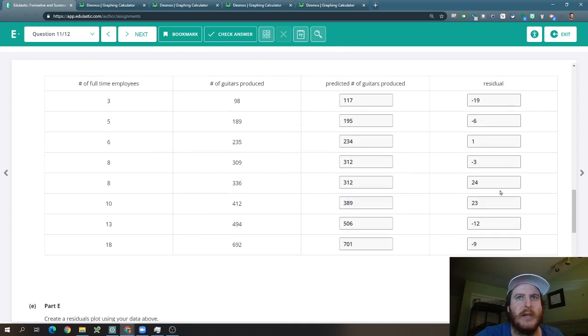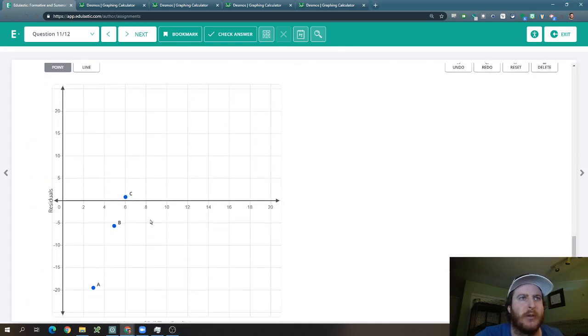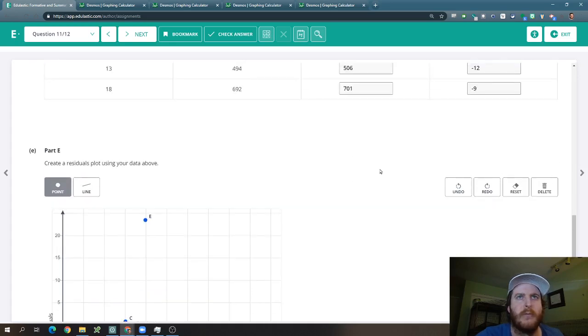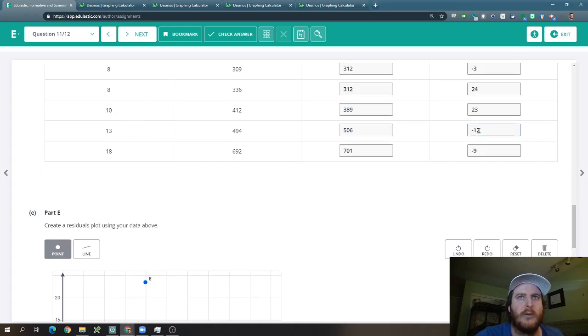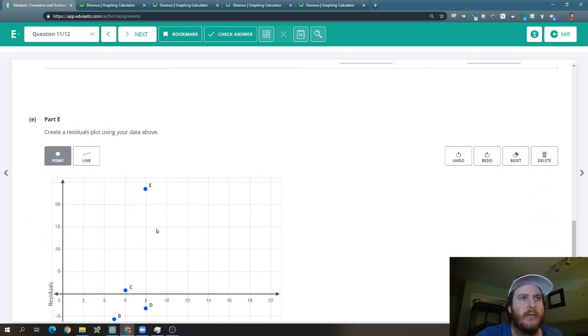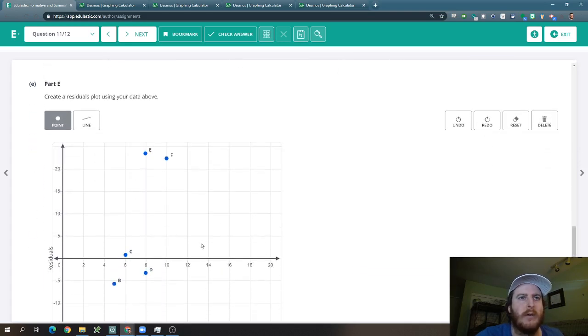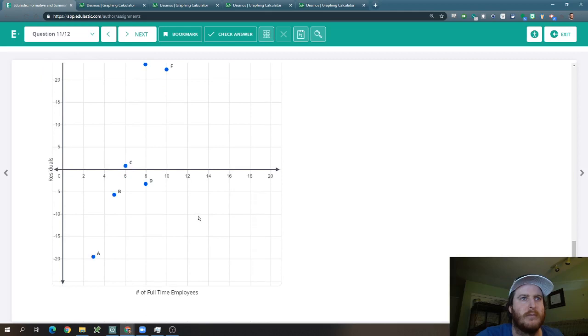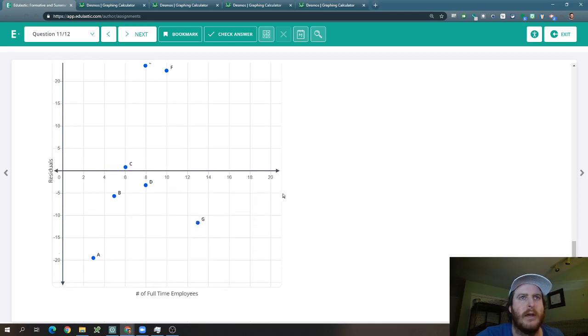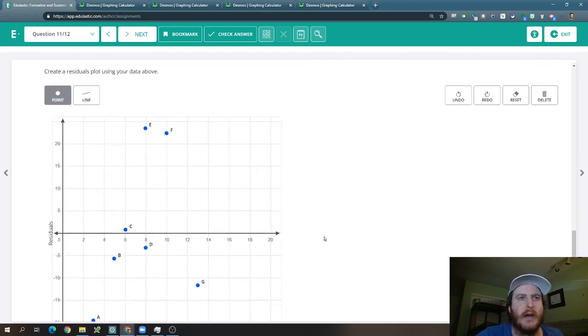At 8, we'll have negative 3 and 24, both of them. So negative 3 and 24. Then at 10, we'll have 23. At 13, we'll have negative 12. And then at 18, we have negative 9.